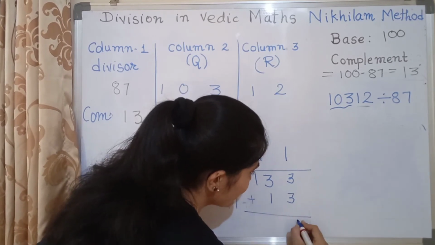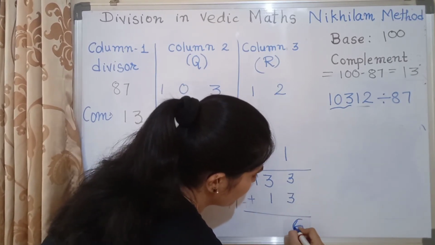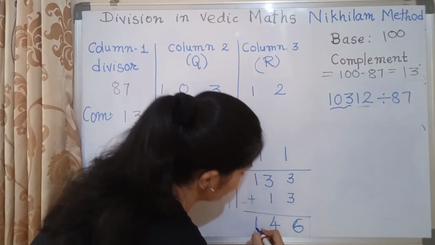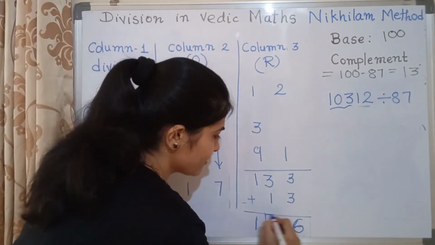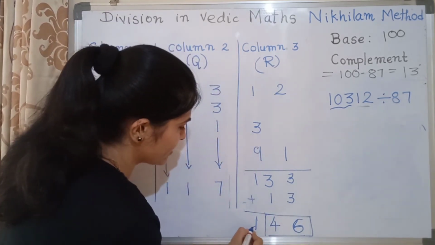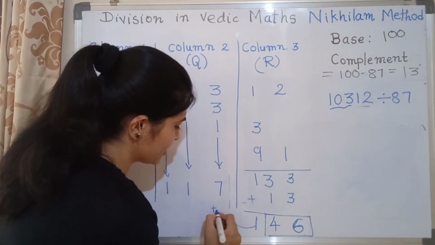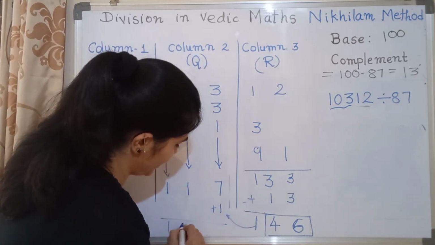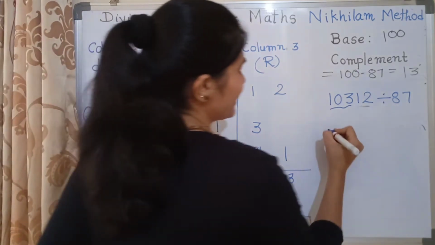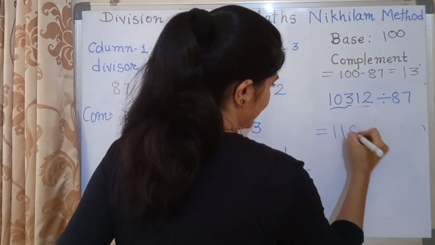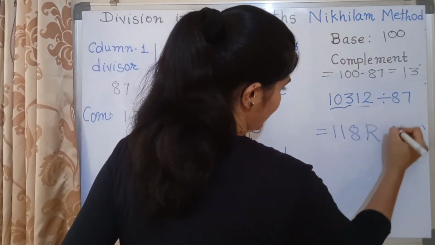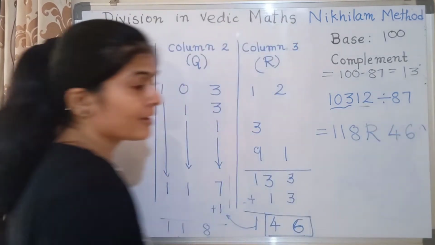So what would be my answer? This will become 6, not 4. This will become 4 and this is 1. So this 46 will remain in the remainder portion and this 1 should be added over here, which is plus 1. So this will become 118. So what is the answer? Answer is 118 as a quotient and my remainder is 46.